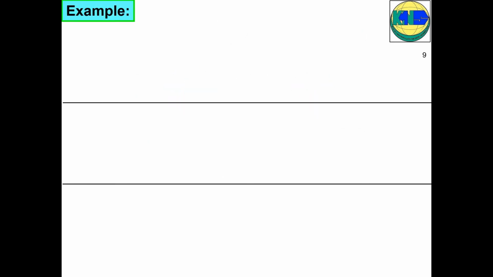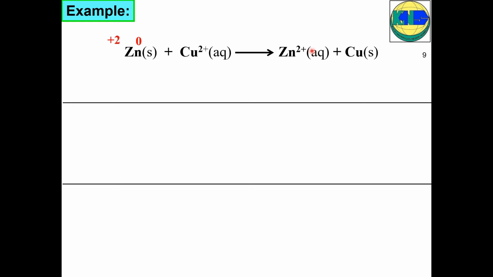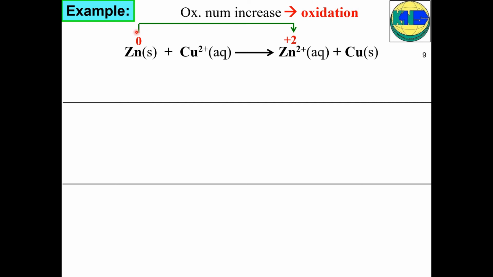By looking at the given example, we are able to determine which species undergo oxidation and which species undergo reduction. So we link zinc and zinc 2 plus. Zinc is 0, zinc 2 plus is positive 2. So you can see that the oxidation number increased from 0 to positive 2. Oxidation number increases, so it means that zinc undergoes oxidation.